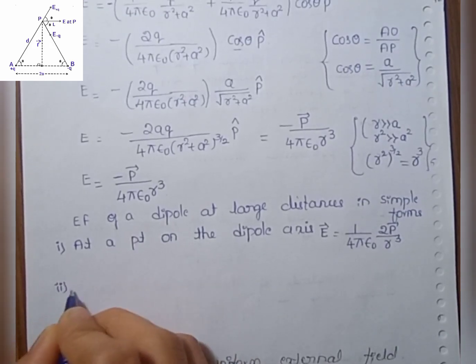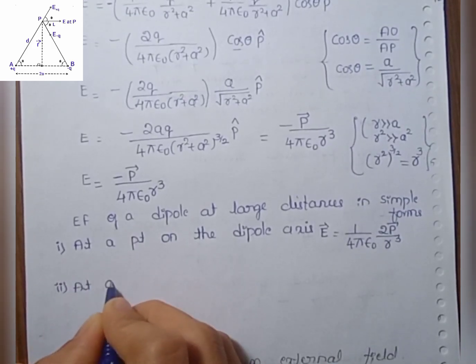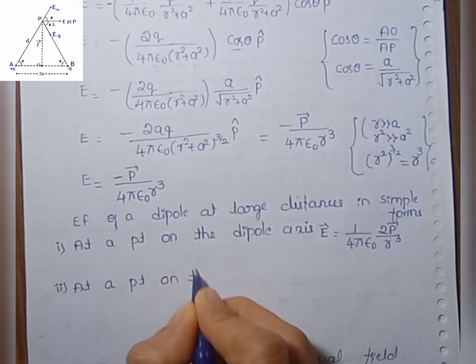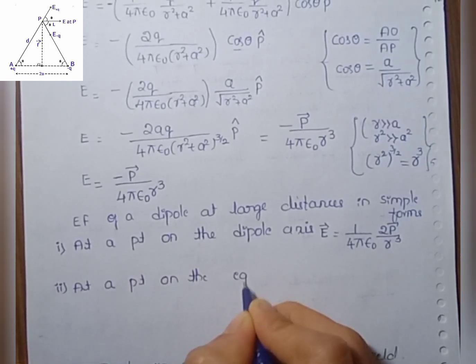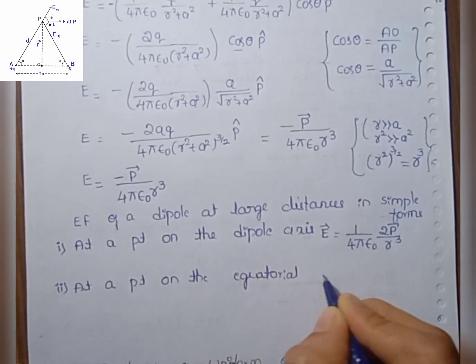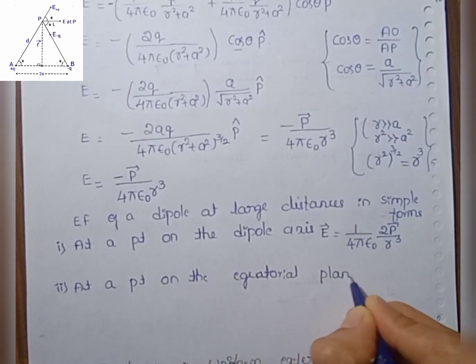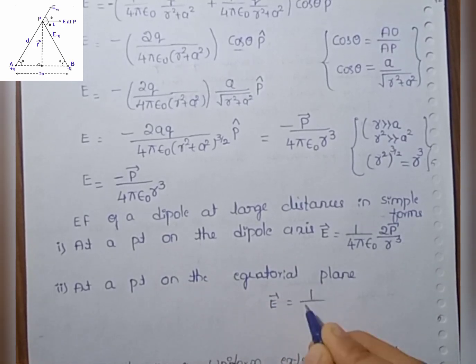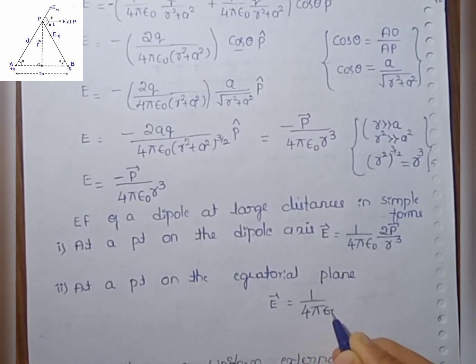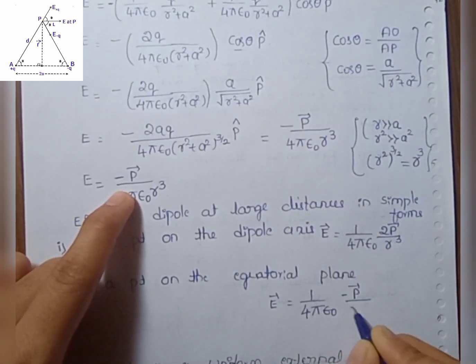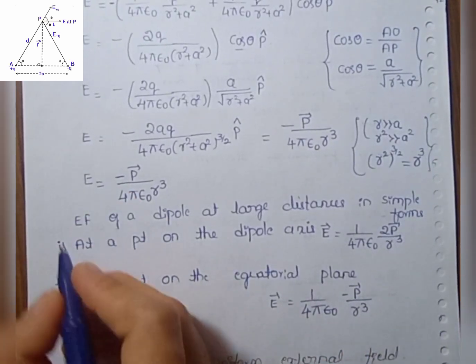In the second case, at a point on the equatorial plane, it can be written as E is equal to 1 by 4 pi epsilon naught minus P divided by r cube.